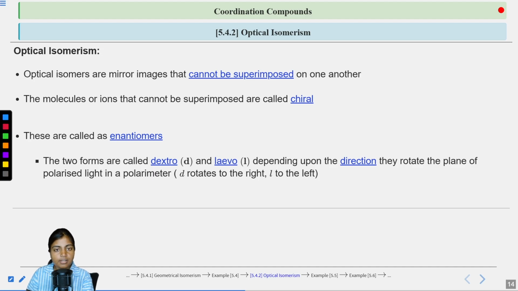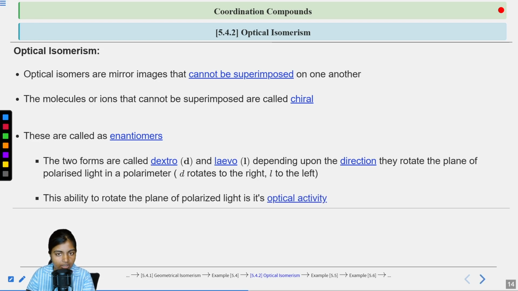A polarimeter is basically a device which we use to rotate the plane of polarized light to know the optical isomerism, or to know the structure of our complex. The two forms are dextro and levo, depending on the direction in which the plane of polarized light is rotated in the polarimeter. D means light is rotating to the right, and L means light is rotating to the left. This ability to rotate the plane of polarized light in the polarimeter is its optical activity.